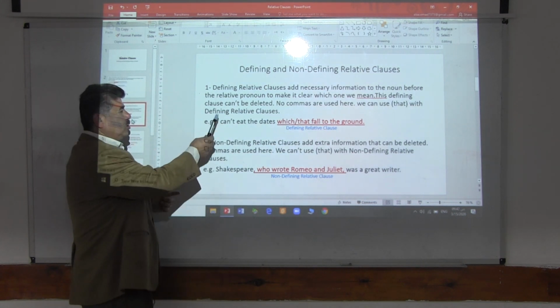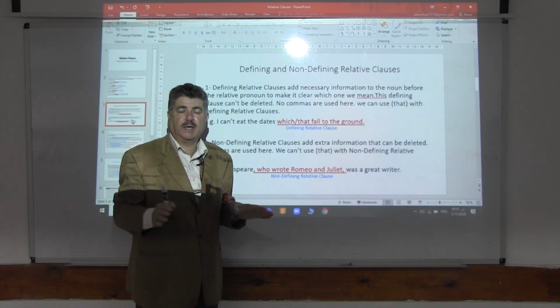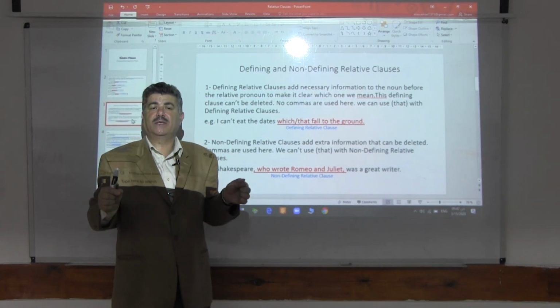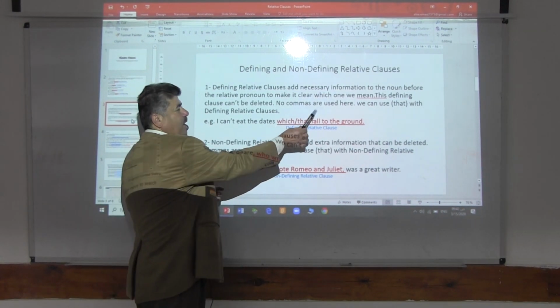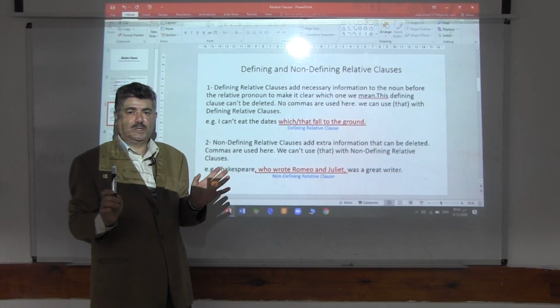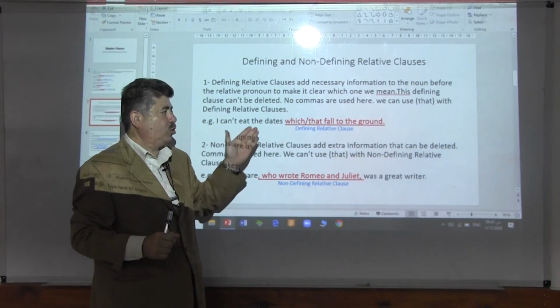This defining clause, as we are going to see, can't be deleted, can't be omitted, and can't be used between commas. No commas are used here. We can't use commas because it is necessary. This information is necessary to mention.